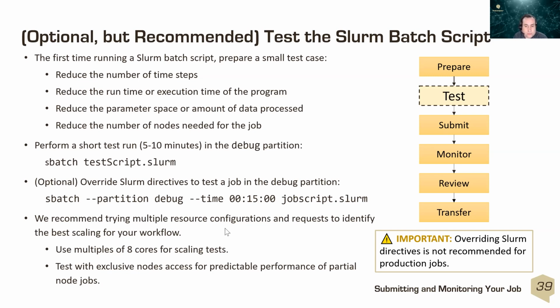We also recommend doing a little bit of benchmarking to identify how well your workflow scales. This might mean running a few short tests using a different number of cores. As Sam mentioned earlier in the presentation, for optimal performance we recommend using multiples of 8 cores on the system, so using multiples of 8 cores for your scaling test works quite well. You can also test with exclusive node access if you want predictable performance for partial node jobs.